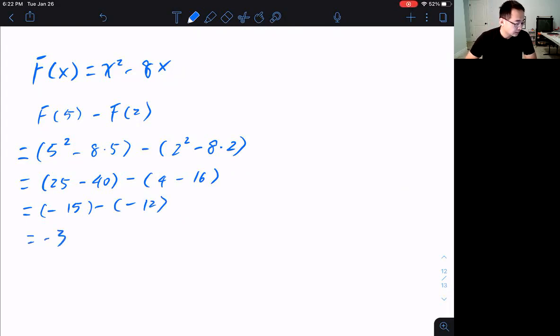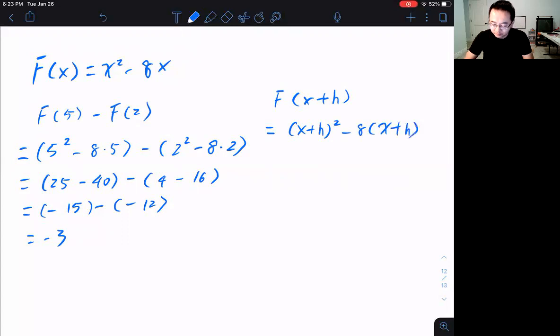And so you can play with the different things you can plug in. So similarly, what if you have f of x plus h? Well, then this would equal x plus h squared minus 8 times x plus h. Again, then you can expand x plus h squared and then combine the terms into the new functional form that it would take.